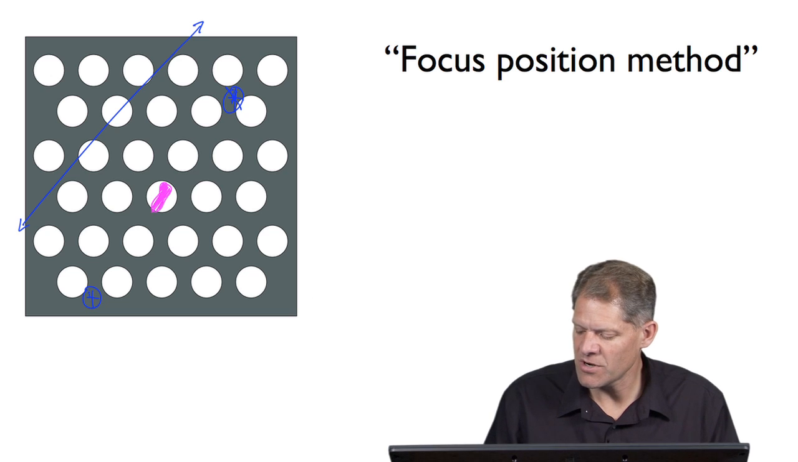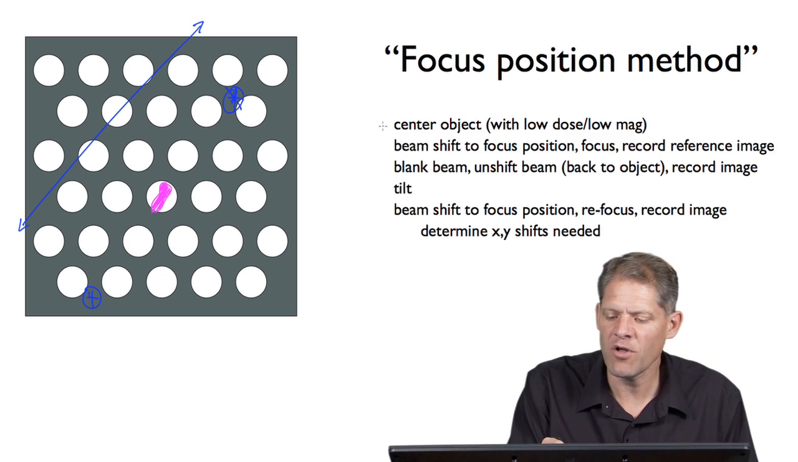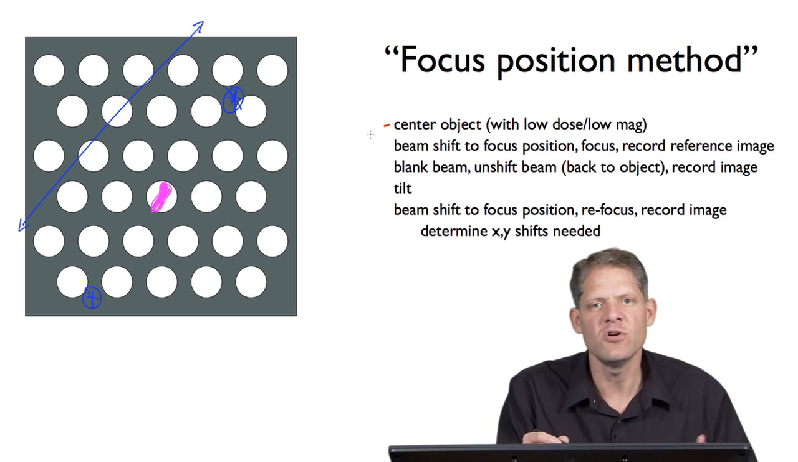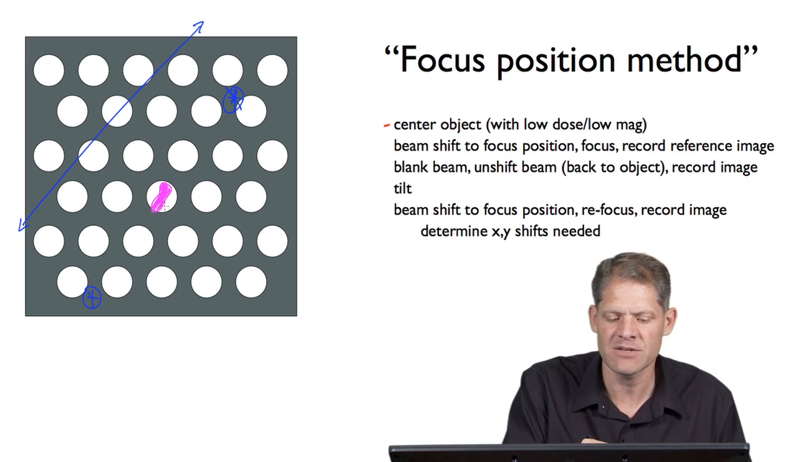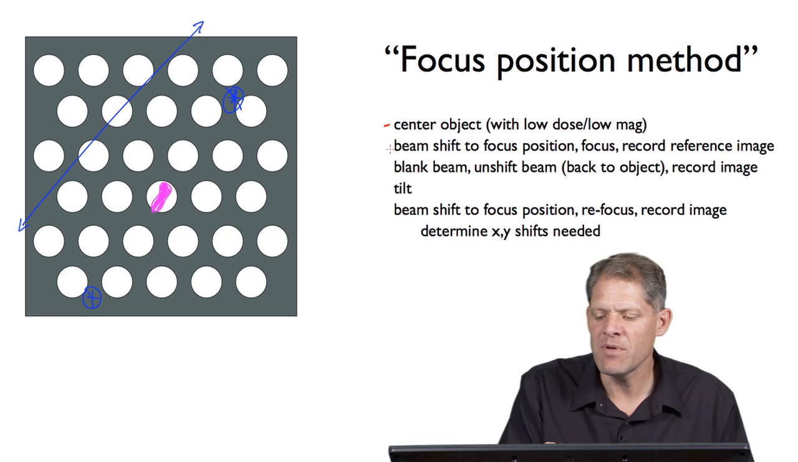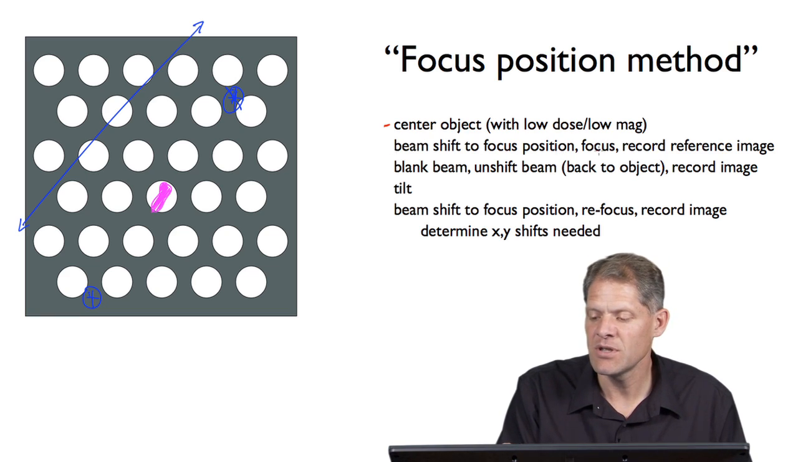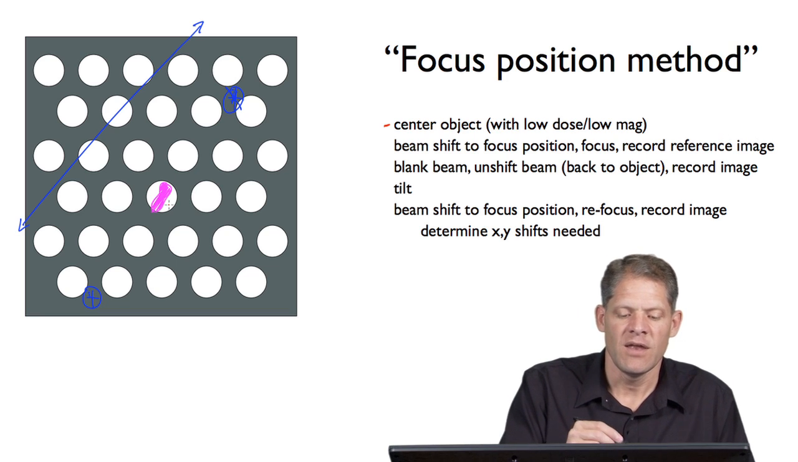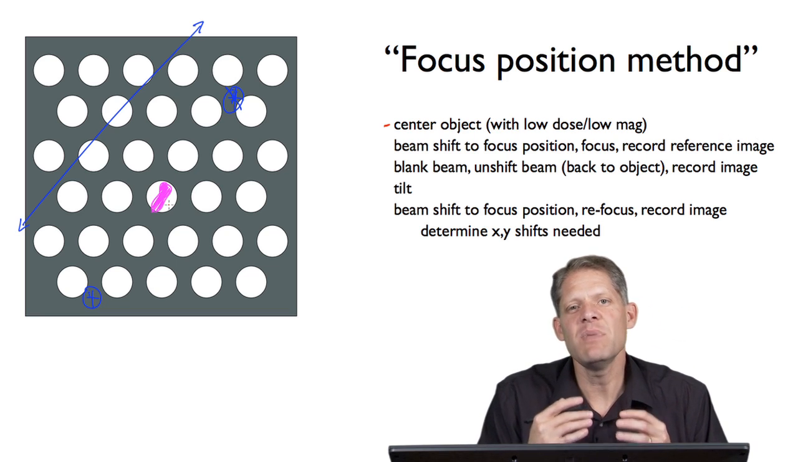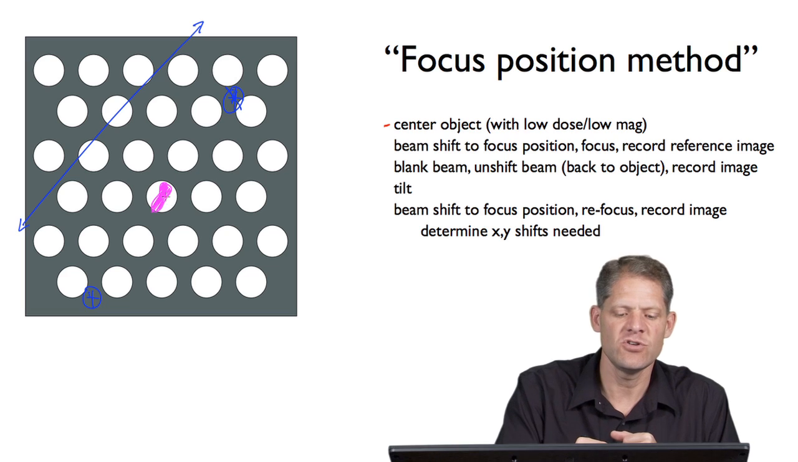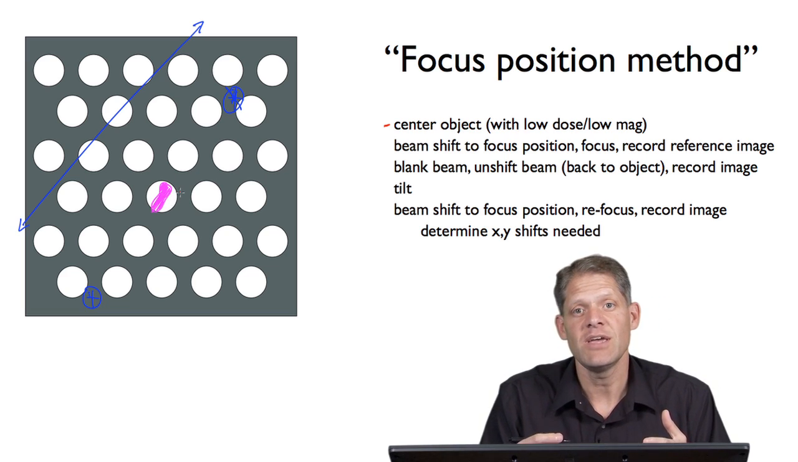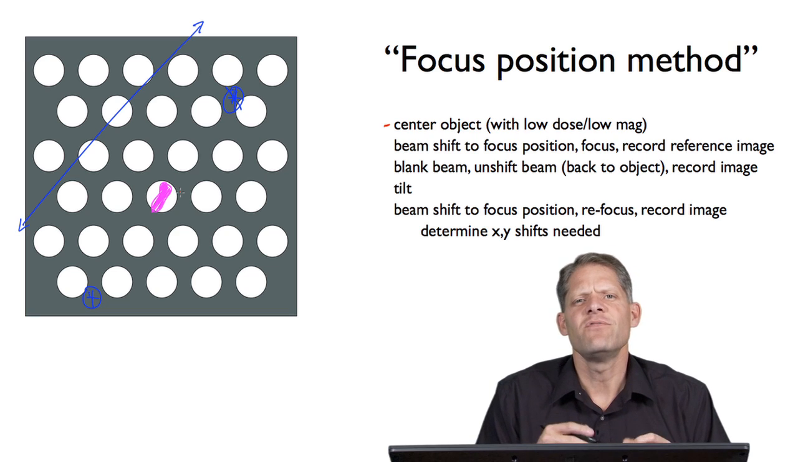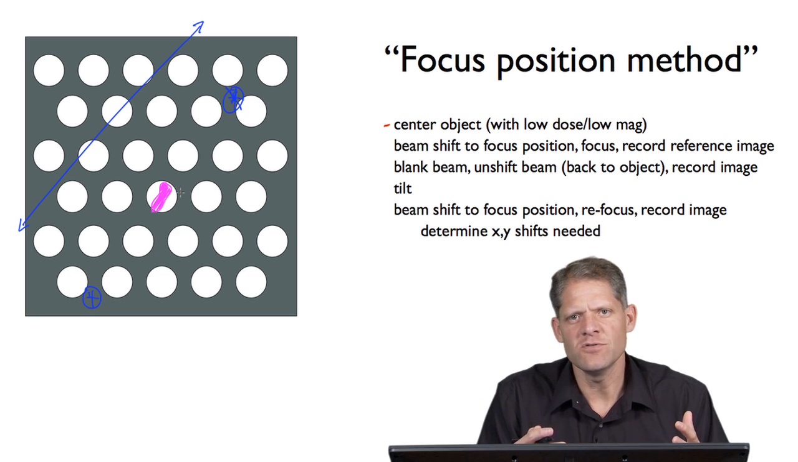And now in this situation, the procedure goes as follows. First of all, you center the object with a low dose, low mag image. So you're looking here on the object and you center on that object. Then you shift the beam to a focus position and you focus at that position and you record a reference image. Now, one of the principles here is that we have to minimize the dose applied to the target itself, because the principal resolution limitation is radiation damage.